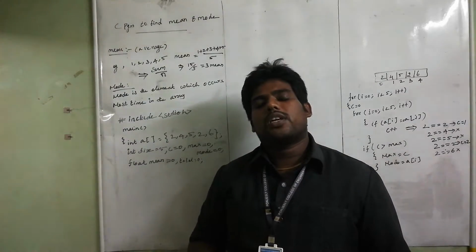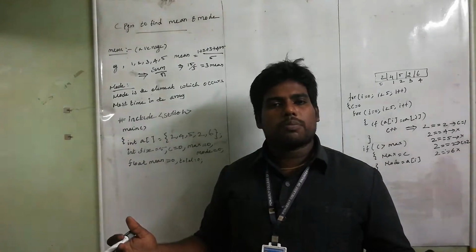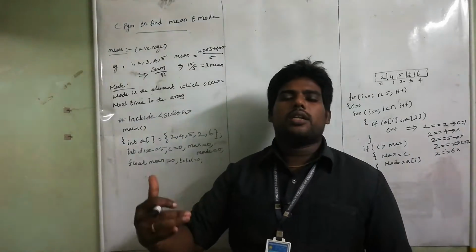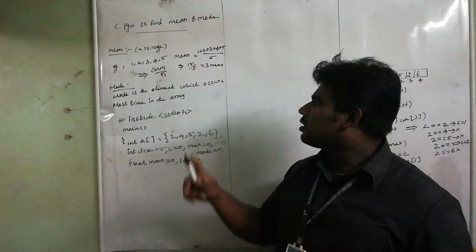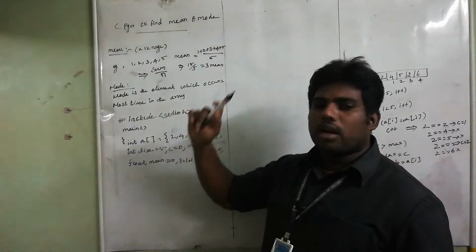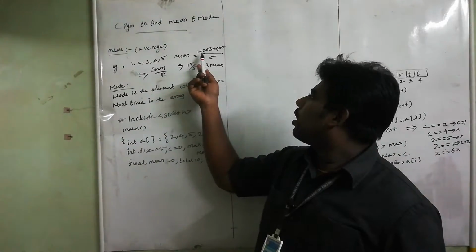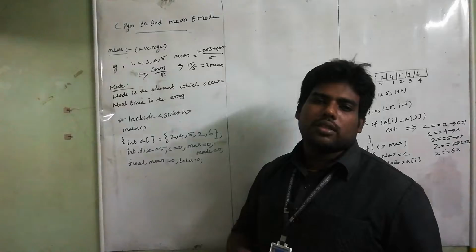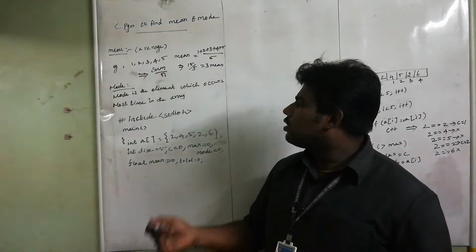How do you find the average of your marks? If you have 5 subject marks, you take the 5 subject marks, find the total, then divide by the number of subjects. The same thing: you find the total sum and divide by the number of elements. So 3, 6, 15, right? 15 by 5, you will get the answer 3. This is the mean.